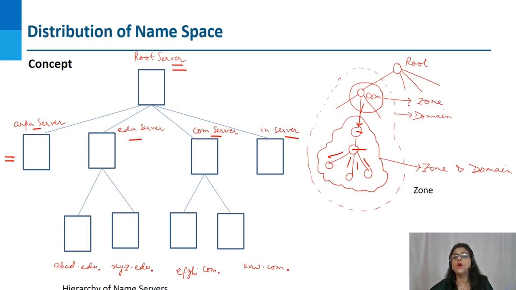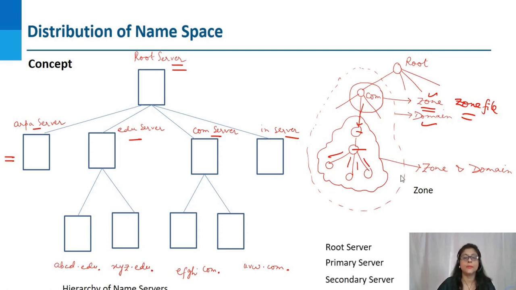Now, this com is a zone again. Zone actually has a zone file which keeps the mapping of all the names and their corresponding IP addresses. If the domain is not further subdivided into subdomains, then the concept of zone and domain remains the same. Now here you can see that this is a domain as well as a zone. So this is the concept of zone and domain.